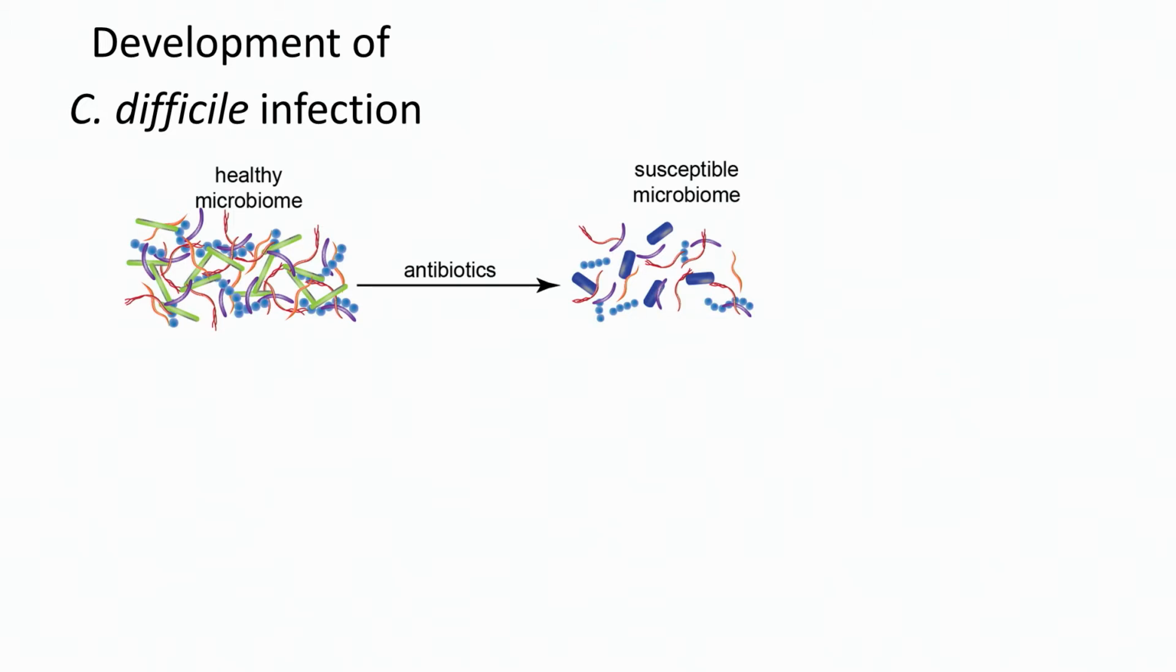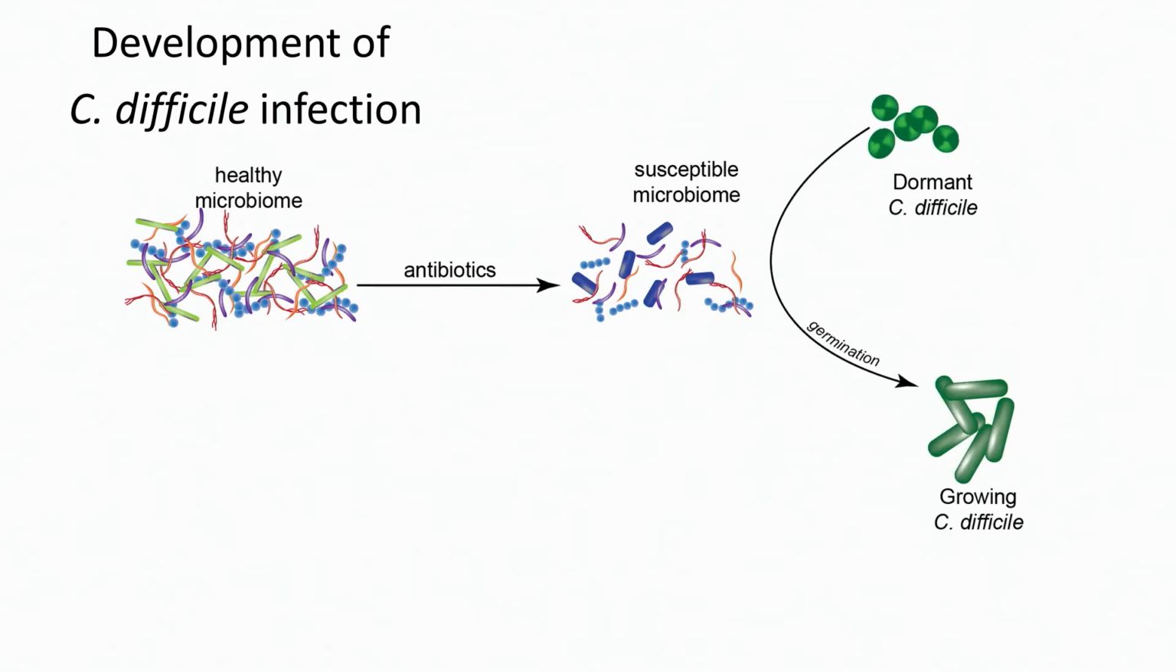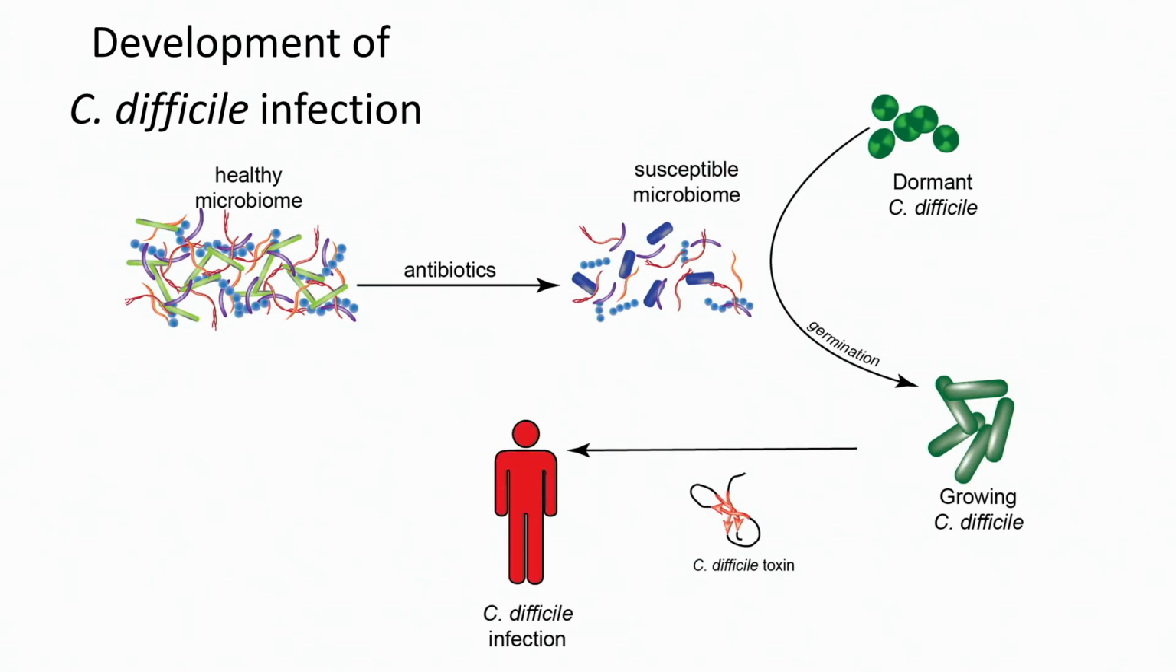And this makes our microbiome susceptible to invading pathogens, such as C. difficile. Upon entering our gut, C. difficile can then grow to larger numbers and ultimately produce the C. diff toxin. And this toxin can then lead to severe and potentially life-threatening gastrointestinal disease, leading to serious illness in patients.